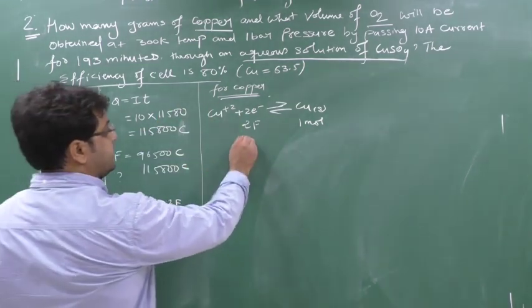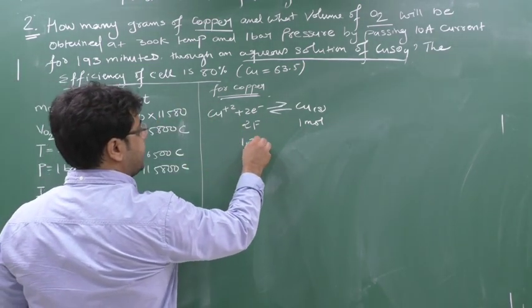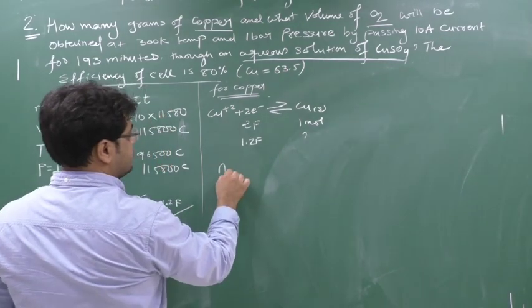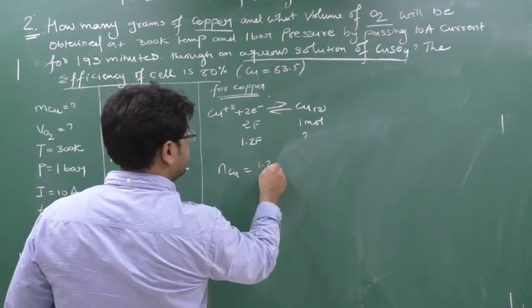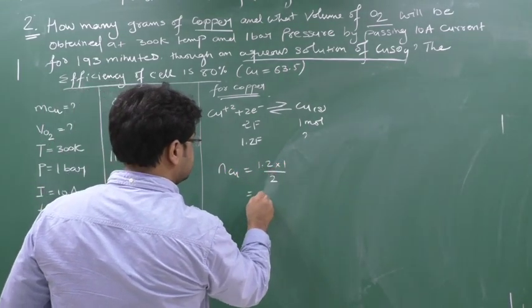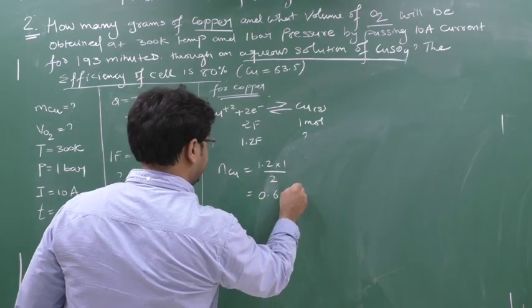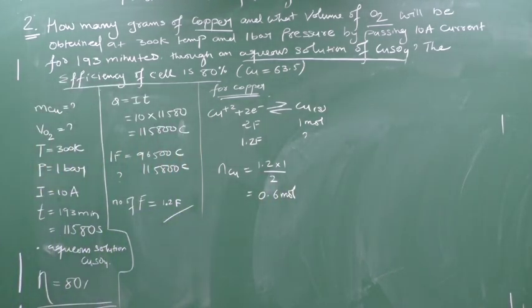Actually, how much am I supplying? I am supplying 1.2 Faraday. So how many moles of copper? I will get 1.2 into 1 by 2, that is 0.6 mole of copper. So the moles of copper I will get is 0.6.